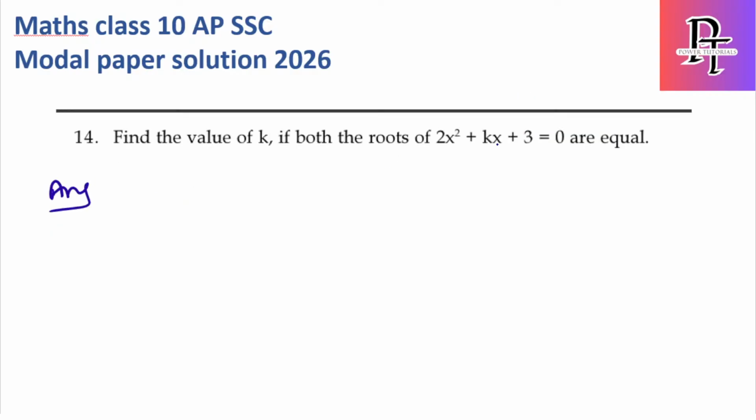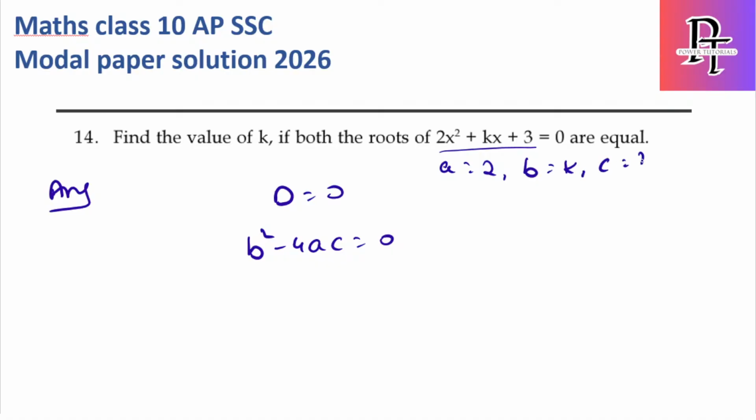Find the value of k if both the roots of this quadratic equation are equal. So if both the roots are equal, then D is 0. D is nothing but b square minus 4ac, equal to 0. So what are the a, b, c values? Let me write it first. a is equal to 2, b is equal to k, and c is a constant, which is 3.